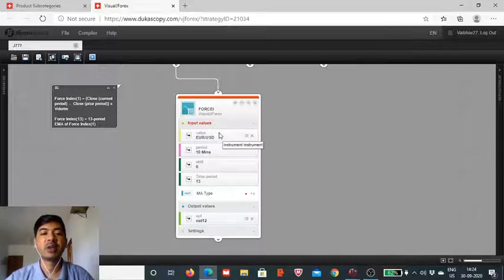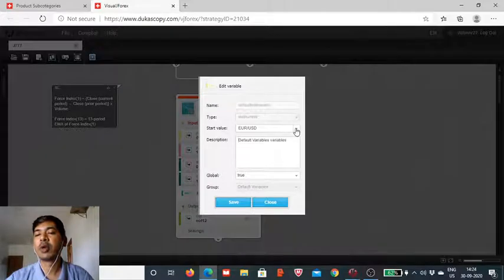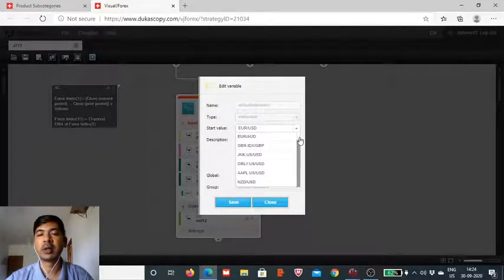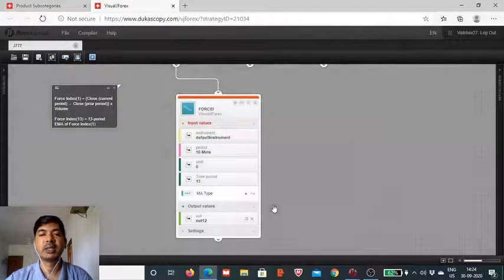Here first thing first, you have to define the default instrument. If you want to change the instrument to a different one from the Euro USD, all you have to do is go to this list and pick any instrument of your choice. In today's session, we will stick with the Euro USD, so I'm not making any changes here.